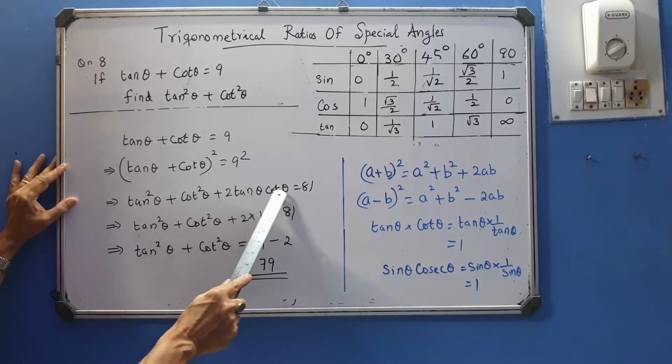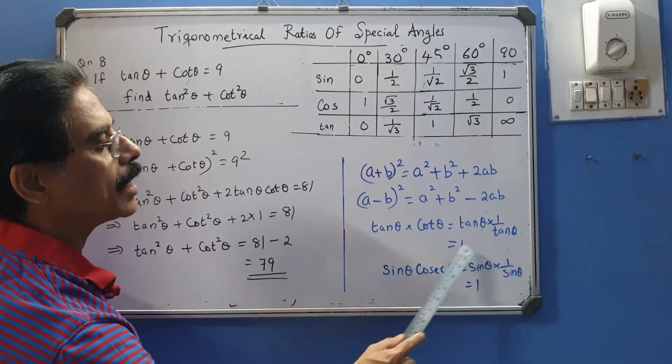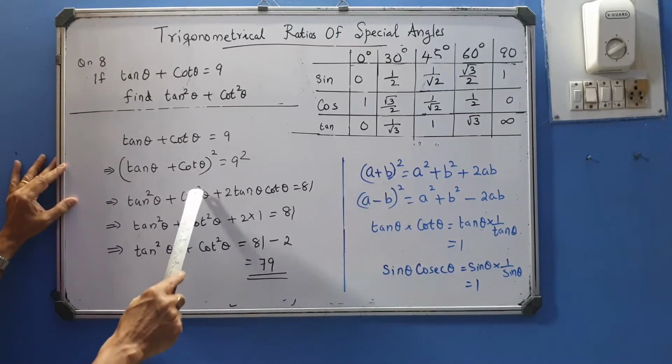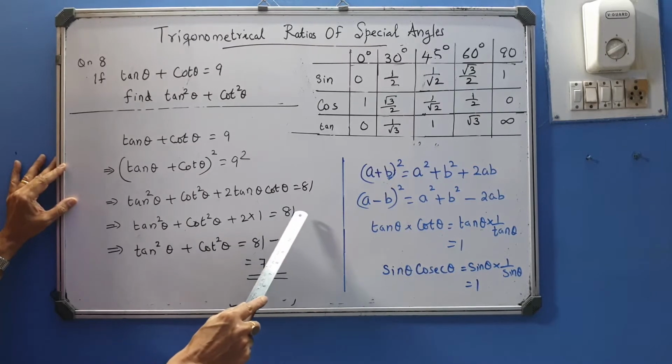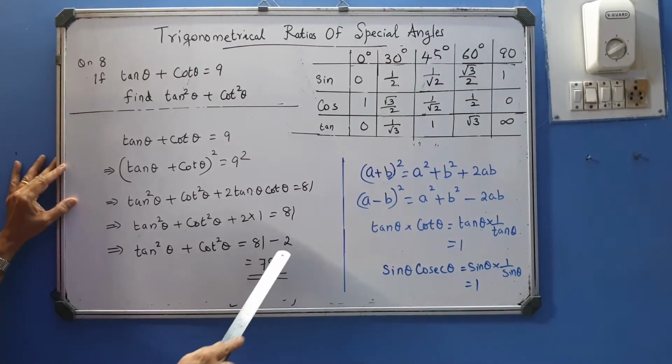Now tan theta into cot theta is 1. Tan theta into cot theta is tan theta into 1 by tan theta, which is 1, because tan and cot are reciprocals. So tan square theta plus cot square theta plus 2 into 1 is 81. And take 2 to the other side. 81 minus 2, it is 79.